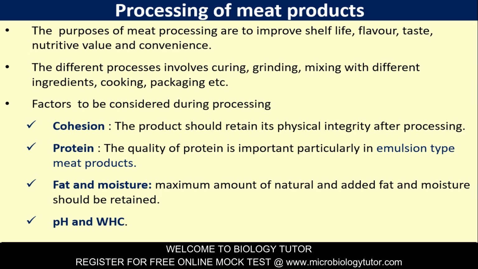Factors to be considered during processing are cohesion. The product should retain its physical integrity after processing. That means cohesion. Next one is protein. The quality of protein is important, particularly in emulsion type meat products. Fat and moisture. Maximum amount of natural and added fat and moisture should be retained. pH and water holding capacity.